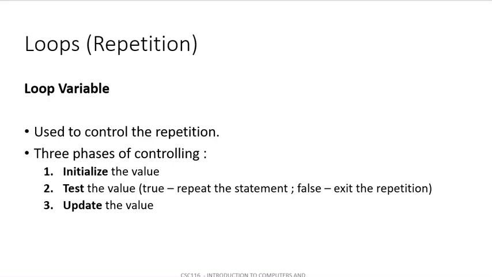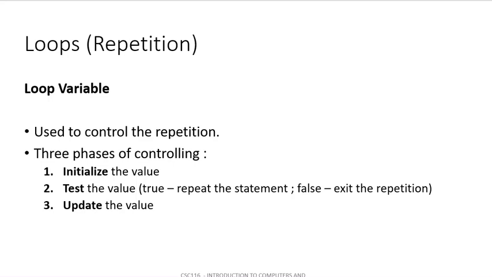Okay, loop variable. What is a loop variable? A loop variable is used to control the repetition. Dia ada satu nilai yang mengawal berapa kali kita nak repeat, nak ulang satu statement tu. Nilai tu dipegang oleh satu variable. Variable tu lah yang akan mengawal nilai tu, dan nilai tu mengawal repetition tadi.